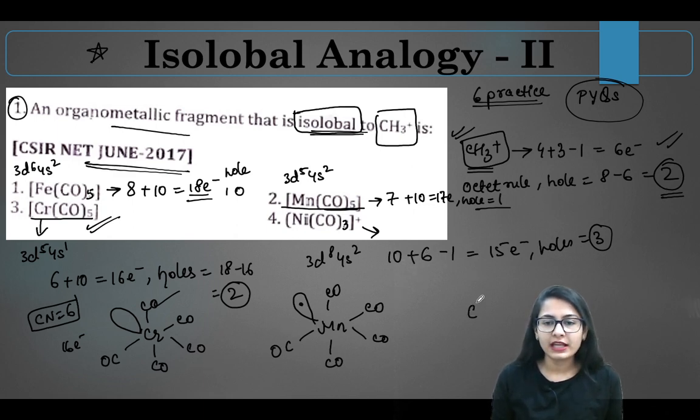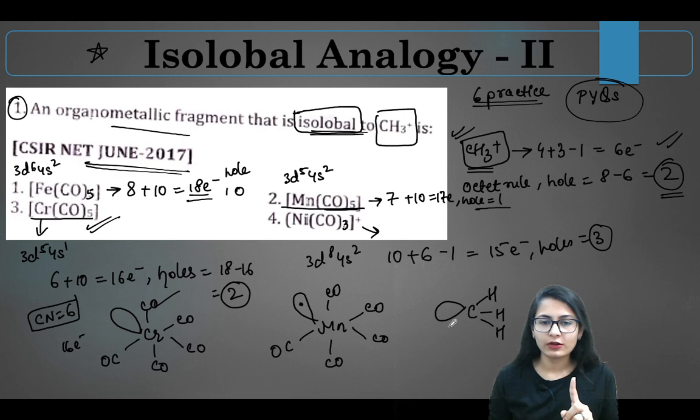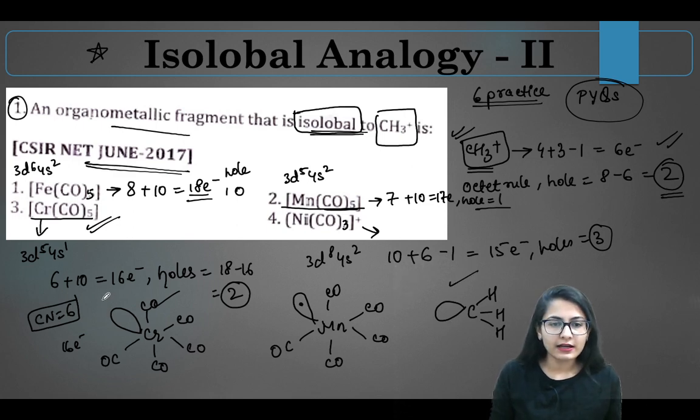Once again, CH3 positive is tetrahedral like this, and it is going to bring forth one frontier orbital that is vacant. Vacancy of 2 electrons but only one orbital, right? So these two are isolobal to each other with respect to the frontier orbital. Now what about this 2?